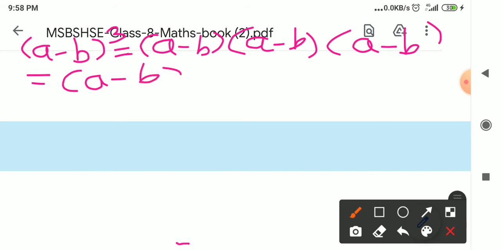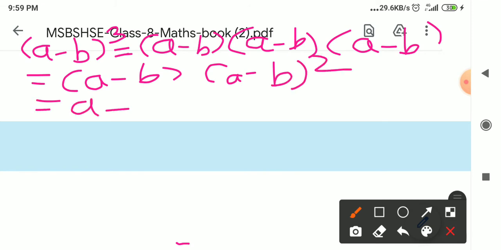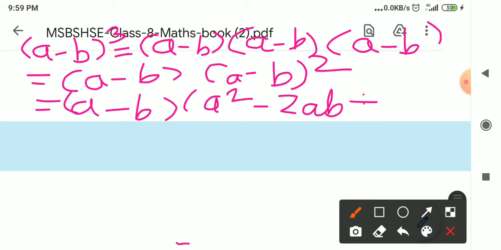The same method as we solved earlier: one bracket (a - b) we keep here separately, and these two brackets mean (a - b) whole square. So first of all this bracket here stays as it is, (a - b). And what is the expansion of (a - b) whole square? The expansion of (a - b) whole square is a square minus 2ab plus b square.